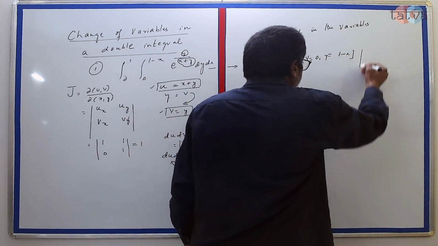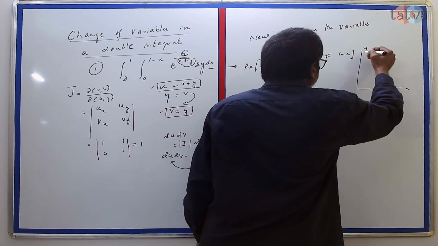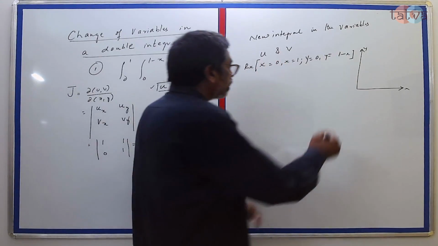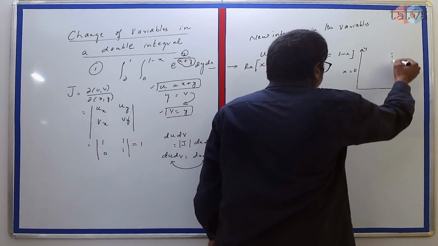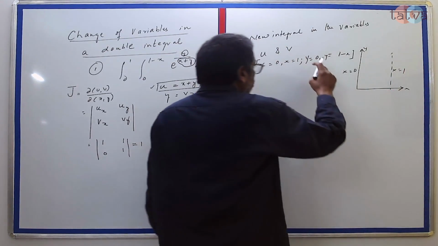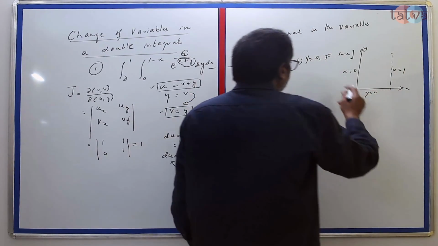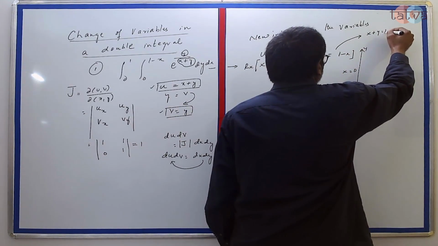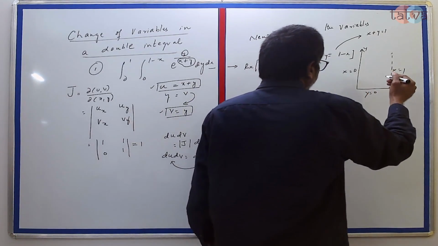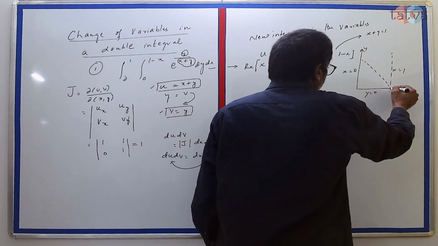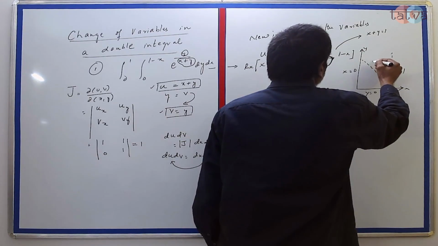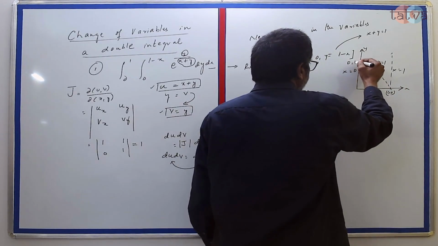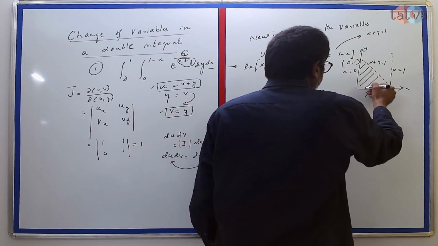So let me look at this region. X is equal to 0 to x is equal to 1 looks like this. Y is equal to 0 to y is equal to 1 minus x. Y is equal to 1 minus x is the same as x plus y is equal to 1. So therefore, it must look something like this. So this is x plus y is equal to 1. These are the vertices, and this is the region of integration.